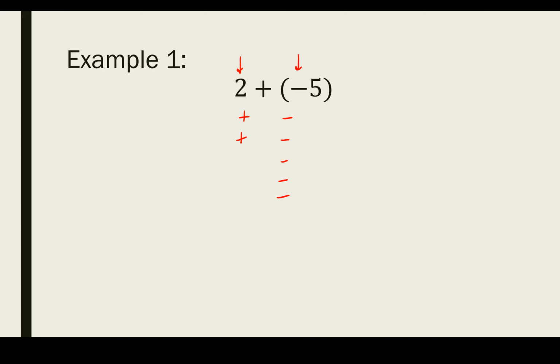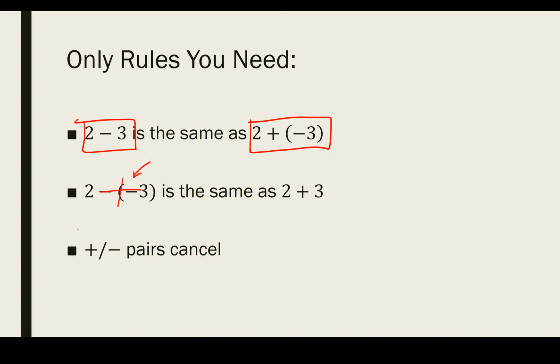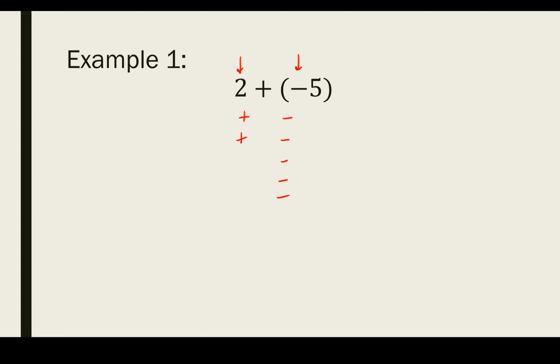Now, remember when I said in the previous slides that plus minus pairs cancel? Here's what I mean by that. If I have 2 positives here and 2 negatives here, each of those plus minus pairs cancels to nothing. They cancel out. This plus minus and this plus minus canceled.